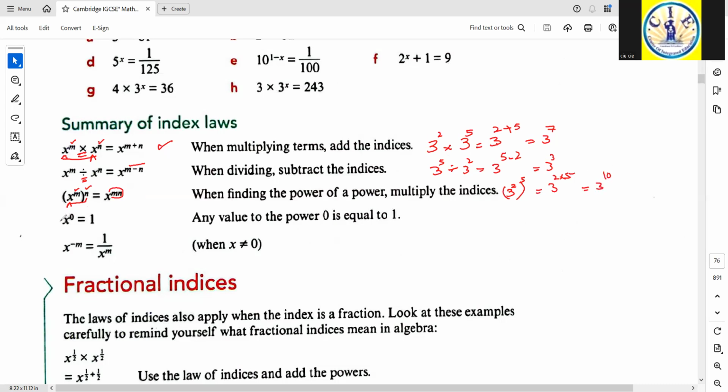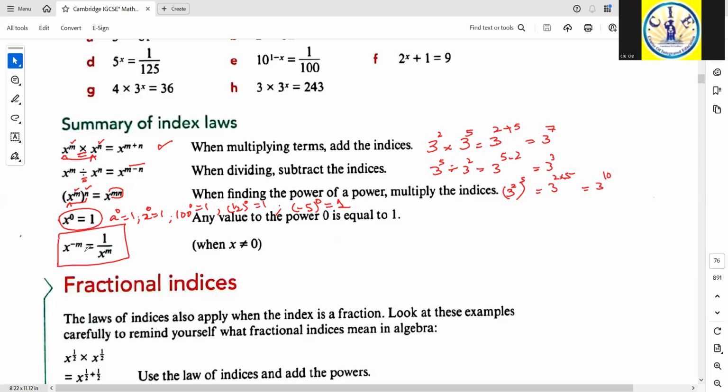And any number having power 0, that will be equal to 1. Means a raised to power 0, that will be 1. 2 raised to power 0, that will be 1. Even 100 raised to power 0, that will be 1. Or 1 by 2 raised to power 0, that will be 1. Or negative 5 raised to power 0, that will be 1. So no matter whatever the number is in the base, if its power is 0, then the answer is 1.